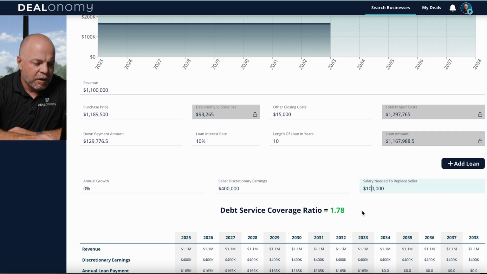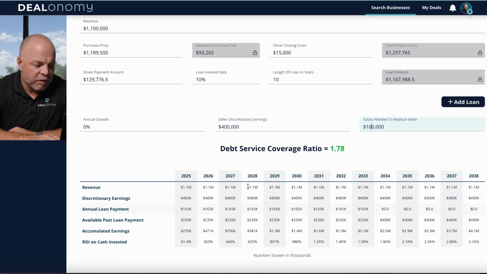You got a 1.78. And then this table down here actually shows you over time all these numbers for the coming future years and what your ROI is on your cash investment. I really like this. I'm going to explain this. So this is revenue, discretionary earnings, how much you're paying on your debt. So we show a 10-year note gets paid off, and then year 11 it's $0, and then you end up getting all $400,000 available to you, the owner, after that debt of 165 is retired here.